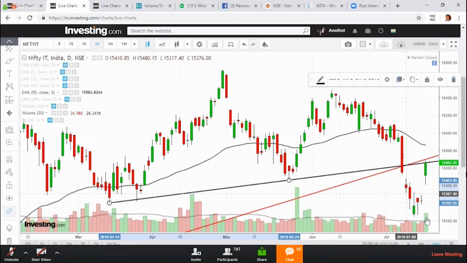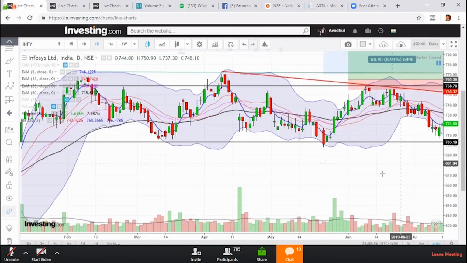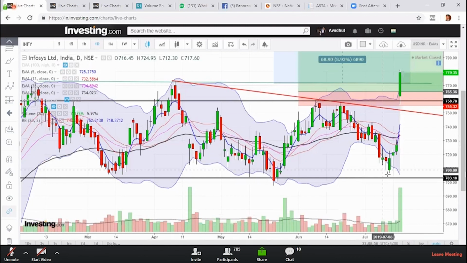The reason: Infosys, and to a certain extent TCS, had not made a new low. That was a major observation. The low of 23rd May 2019, it had not broken. So this is what one needs to use in the view building process.